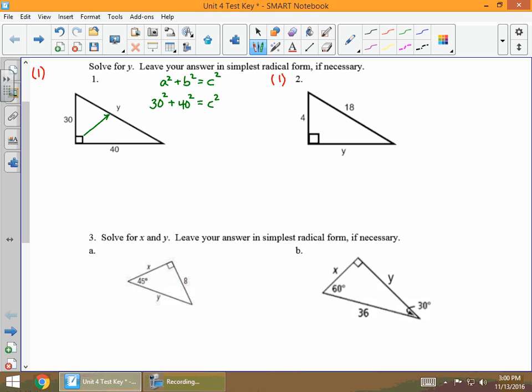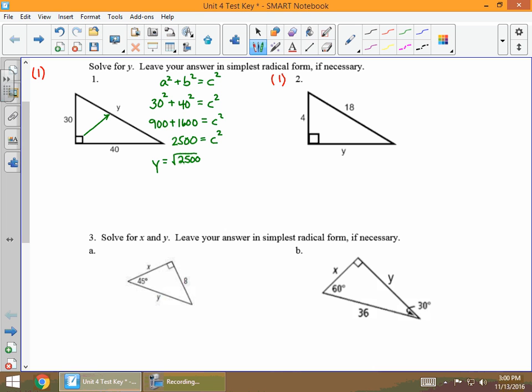Well, 30 squared is 900. 40 squared is 1600, plus c squared. 900 plus 1600 is 2500. So c, and in this case, remember, my c value is actually y. So y is equal to the square root of 2500. I know I've been saying c, but in the problem it is y.